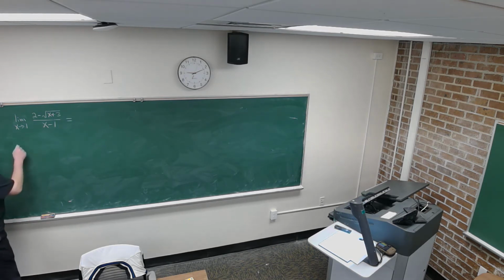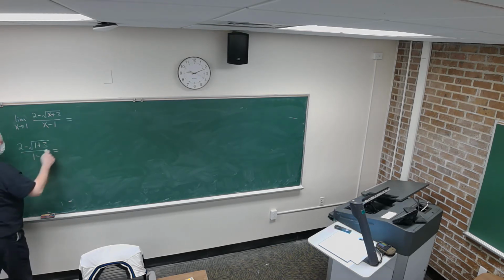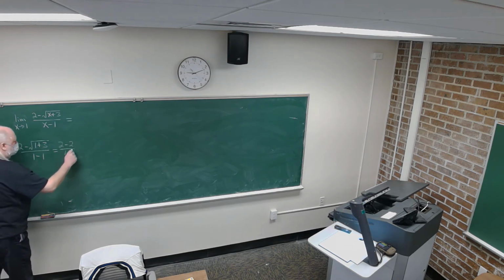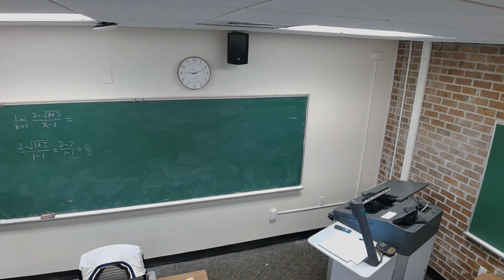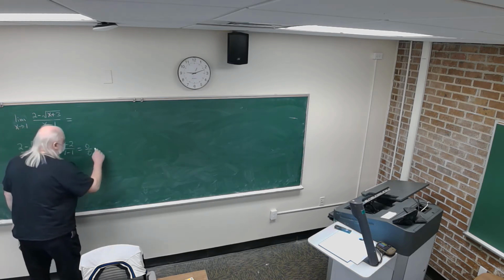So down below here, let's plug 1 in for x. And in the numerator, under the radical, 1 plus 3 is 4, and the square root of 4 is 2. So when we evaluate the numerator and denominator, we get 0 divided by 0. And 0 divided by 0 is undefined.